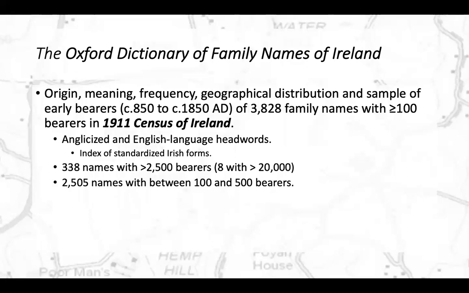The distribution of the names is interesting. There are only 338 of that number with more than 2,500 bearers, and only 8 with over 20,000 bearers. 2,500 names have between 100 and 500 bearers, and there are many, many more names with fewer than 100 bearers than these. So it's a strange sort of sample in a way, based on statistics and where most people will find their name, but there will be a lot disappointed. And if anybody is brave enough, there is another book to be written.